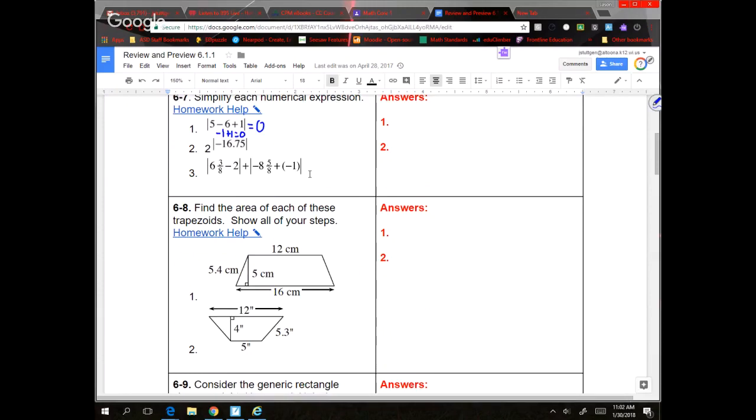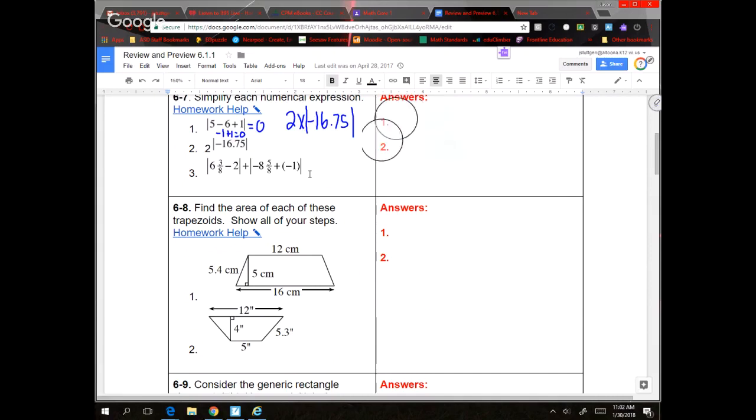Second one is, I know the 2 is a little bit lower, but it's 2 times -16.75. And notice the absolute value signs are around that 16.75 or 3/4. So you really just have 2 groups of 16.75. 2 ways you could do that. You could do 16.75 plus 16.75, or you could multiply them. So if I multiply that together, I should get a total of 33.5. So there's my answer to the second one.